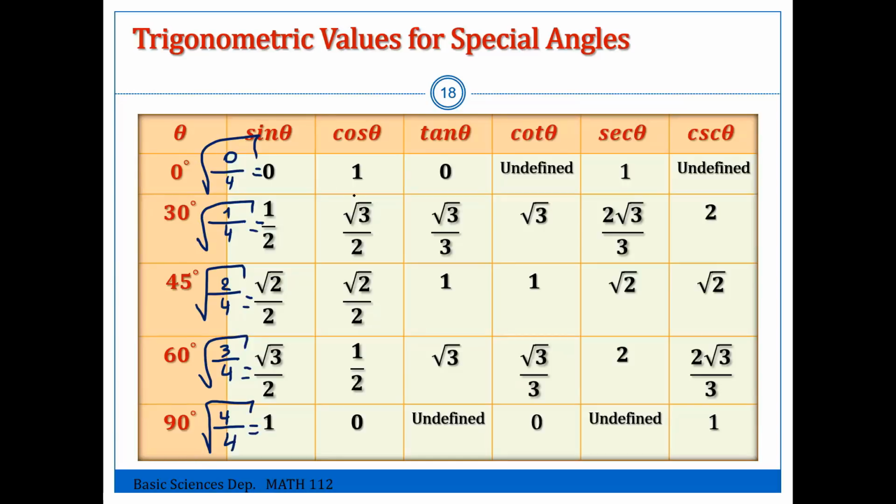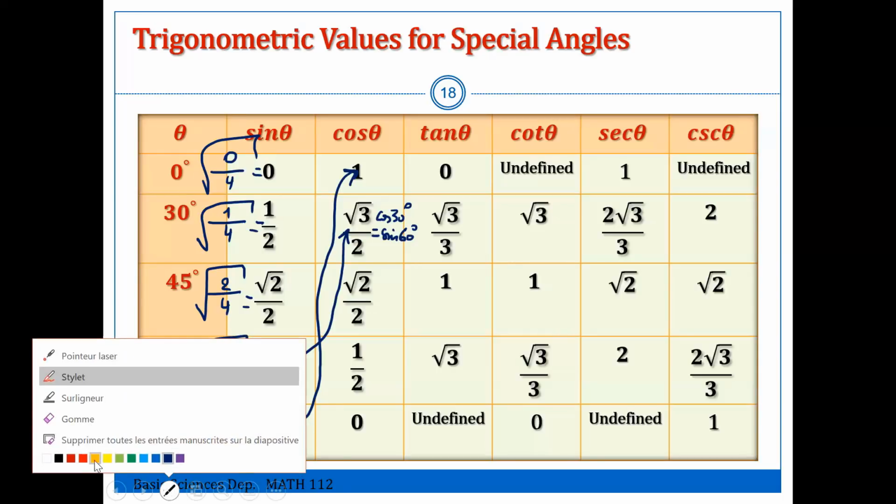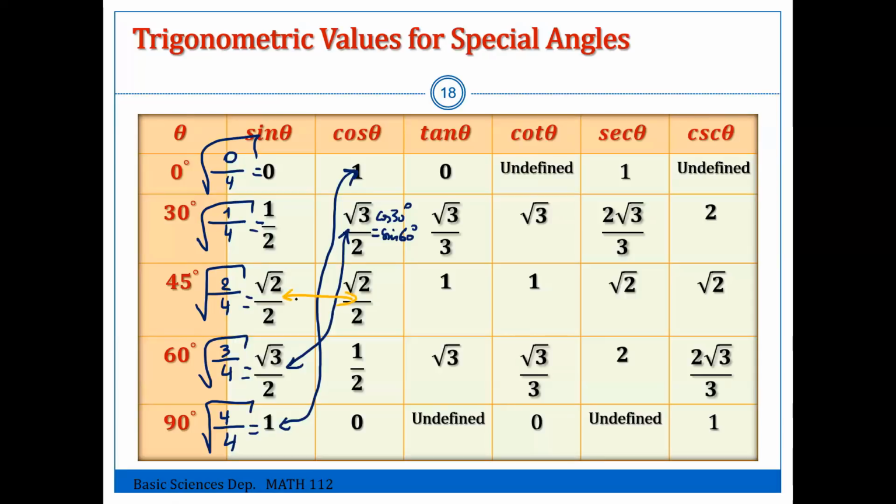This is for the sine. How do we know the cosine? Cosine 0 is the same as sine 90 because they are cofunctions. Cosine 30 is the same as sine 60. Cosine 30 degrees equals sine 60 degrees. These two are complementary angles. For 45, sine 45 equals cosine 45 equals square root of 2 over 2, and so on.